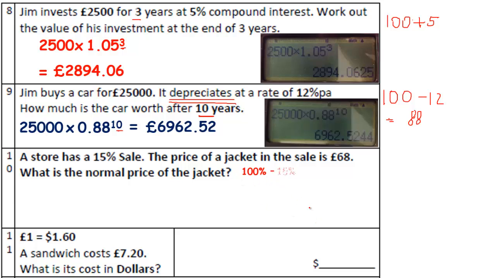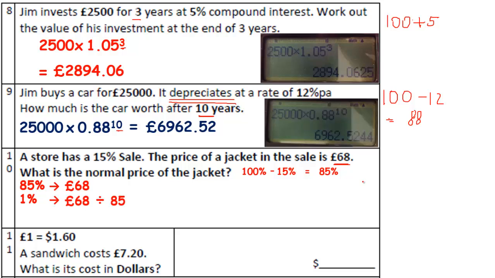It's been reduced by 15%. So that means you've paid 85% of the original value. How much did this person pay? They paid £68. So I'm going to say 85% is £68. Let's work out what 1% is. You could use a calculator for this.